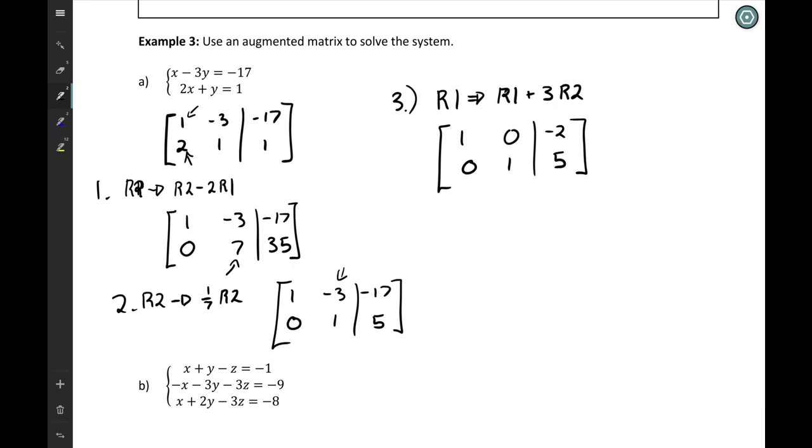Okay, now this notation here, writing down your steps, really helps you understand what should I leave, what should I keep, and what should I change. So the answers here are x equals -2 and y equals 5.